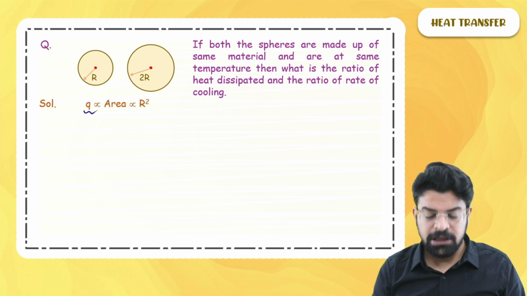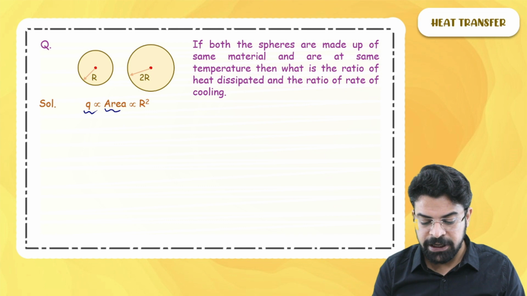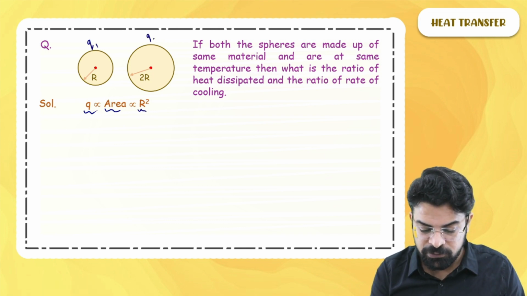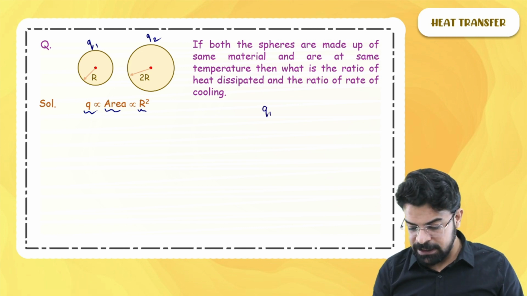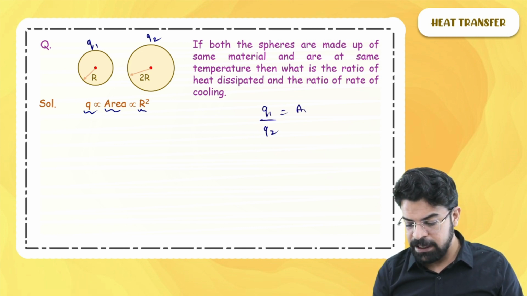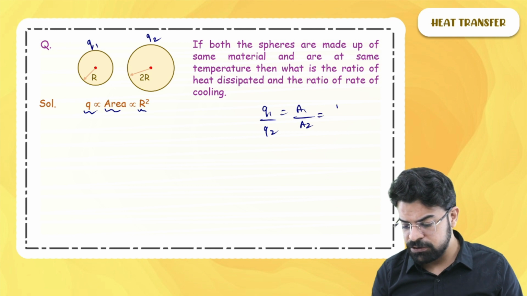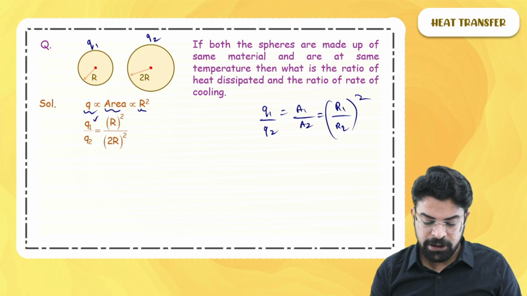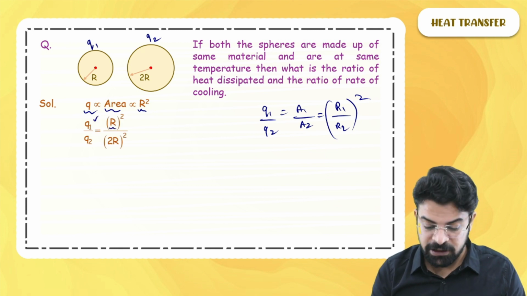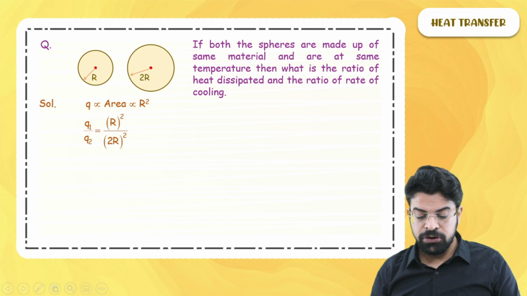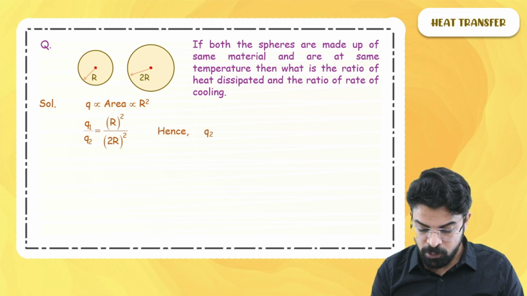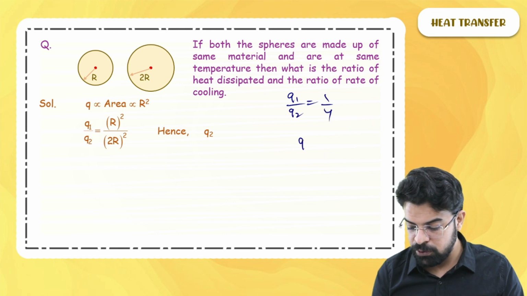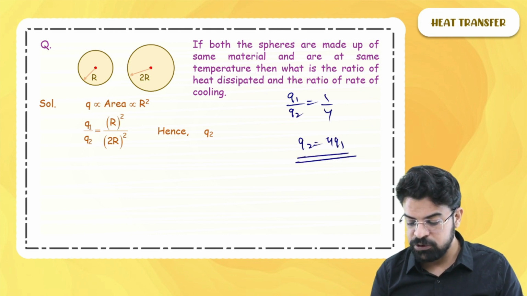The power radiated is directly proportional to area, which is directly proportional to r square. If you take the power radiated by the first one as Q1 and the second one as Q2, then Q1 by Q2 equals area 1 by area 2, equals radius of 1 by radius of 2 whole square. So Q1 by Q2 equals r by 2r whole square. So you get Q1 by Q2 equals 1 by 4, so Q2 has to be 4 times Q1.